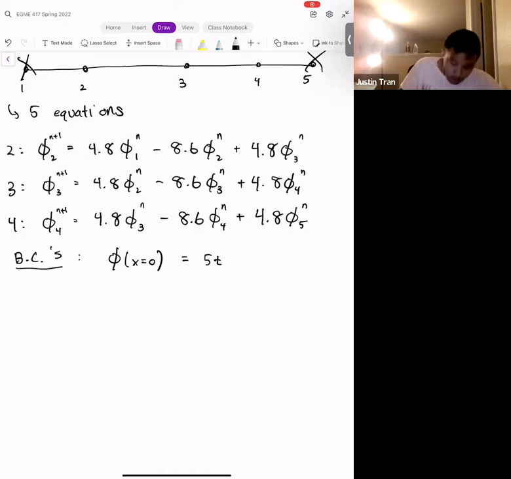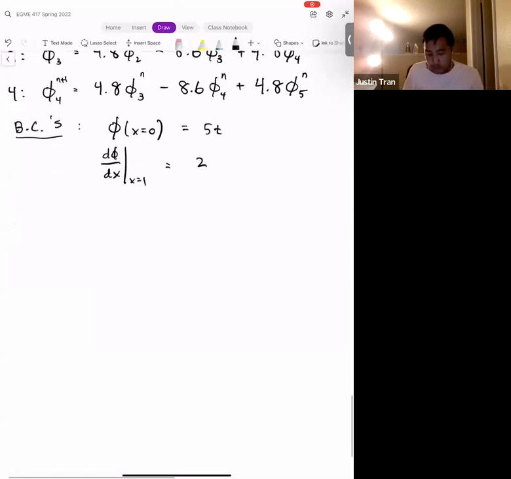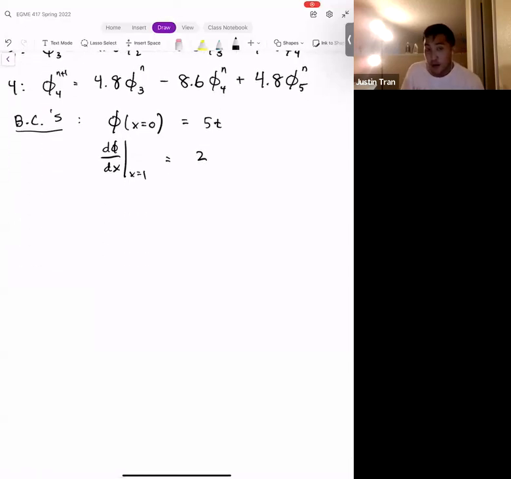Our other boundary condition is going to be on the right-hand side of the domain, so this is going to be at x equal to 1. We'll keep this one the same, so we'll say this is equal to 2. Okay, so now let's apply these boundary conditions to get our last 2 equations.